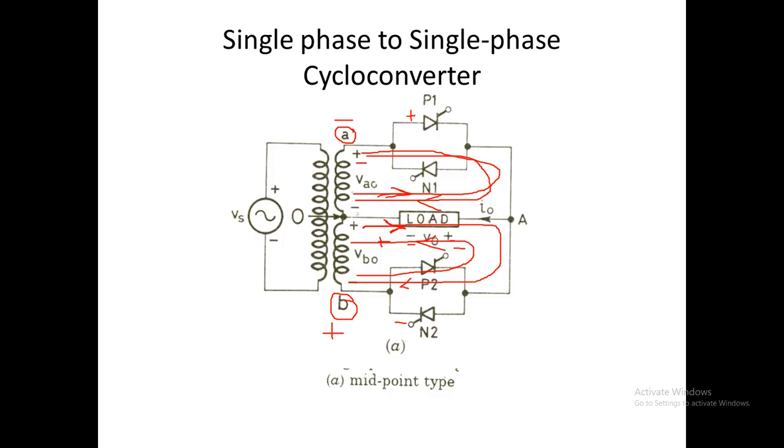So for obtaining positive side output, we have to trigger any one of the positive group of SCRs. For obtaining the negative half cycle of the output, we have to trigger any one of the negative group of SCRs, depending upon the input positive and negative half cycle. If we have a positive half cycle at the input, we trigger P1 for positive output or N2 for negative output. If we have a negative half cycle at the input, we trigger N1 or P2, and P2 triggering gives positive at the output and N1 triggering gives negative at the output.